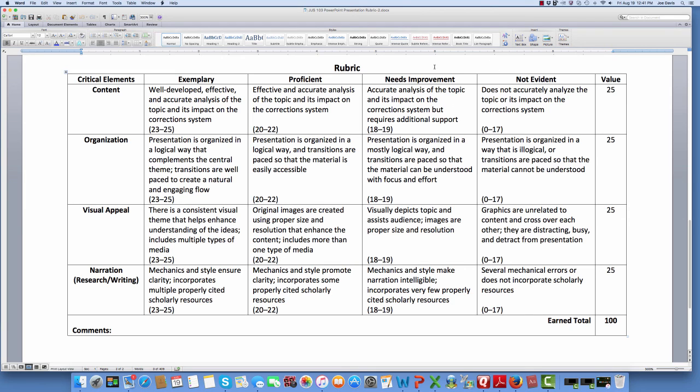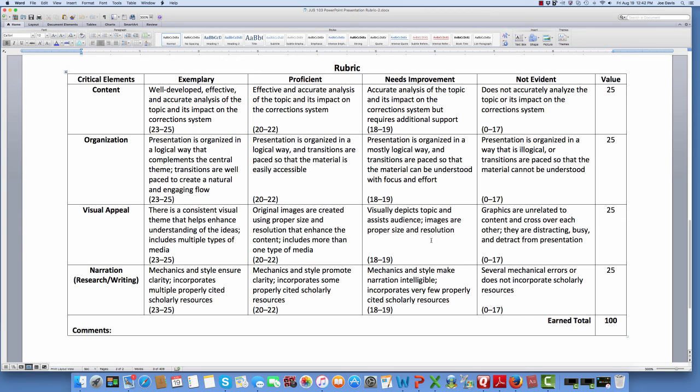If we come over here to needs improvement, that's where you're going to get a passing grade, but it's not going to be a very strong grade, if you will. And so accurate analysis of the topic and its impact on the correctional system, but requires additional support. Okay, so that would be the piece of the pie that's missing there. The presentation is organized in a mostly logical way, and transitions are paced so that the material can be understood with focus and effort. That means the reader has to think about the presentation. It requires them to have focus and effort. That's not good. It should be logical on its own.